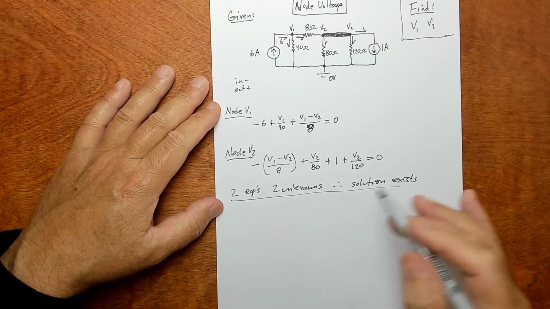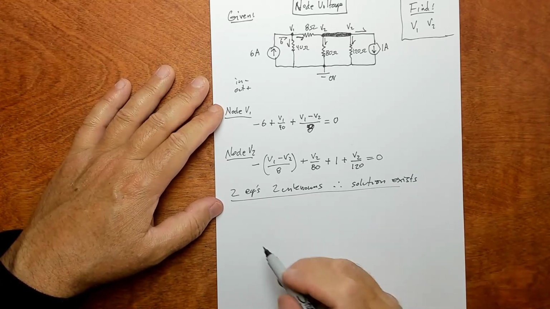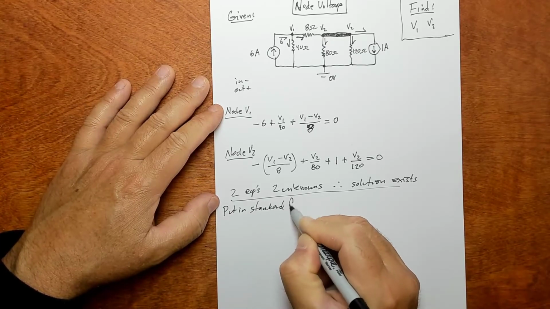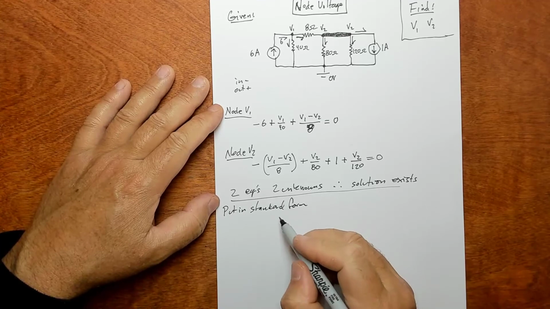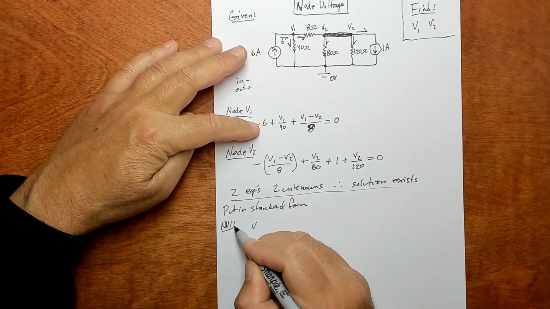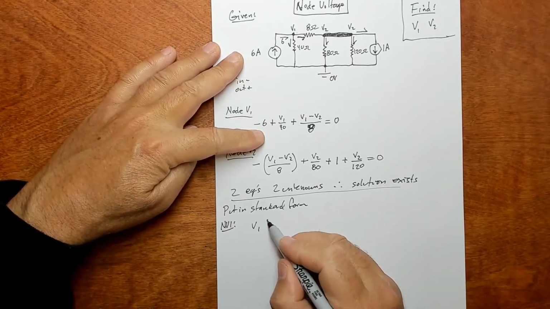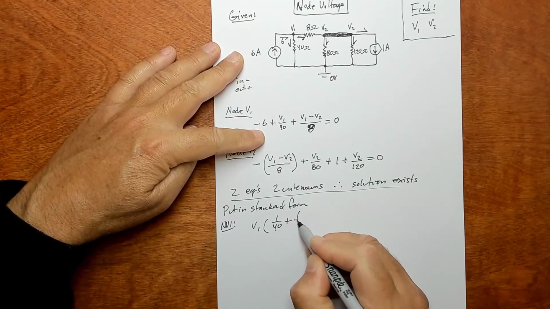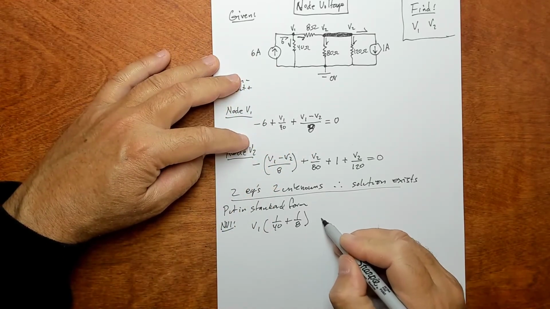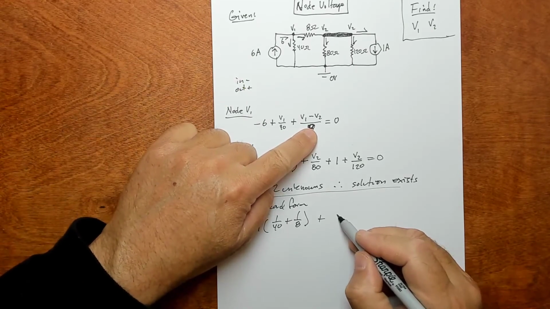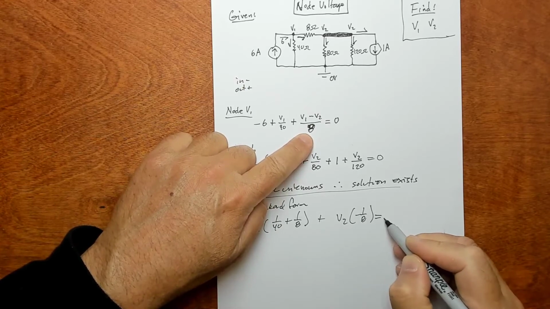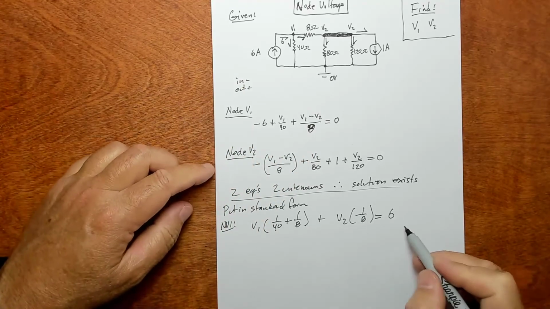Okay, and so all we need to do is put this into a form that's solvable, and I'm going to put it in standard form. So factoring on this first guy, this is node V1 in standard form. Factor out the V1 and you end up with 1 over 40 and 1 over 8, right? The 40 and the 8. And then factor out the V2 and you end up with a minus 1/8. And those equal, and then move the 6 to this side, those equal 6. This is what we call standard form.